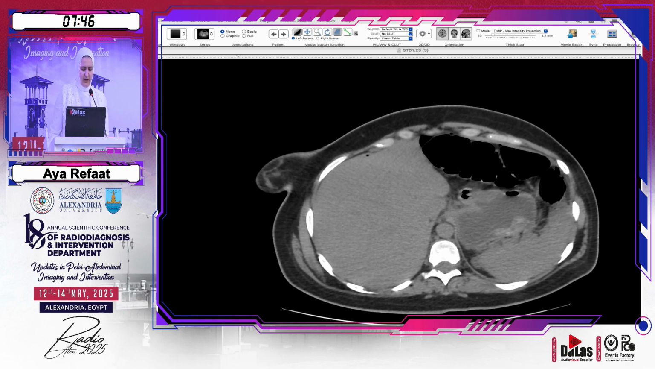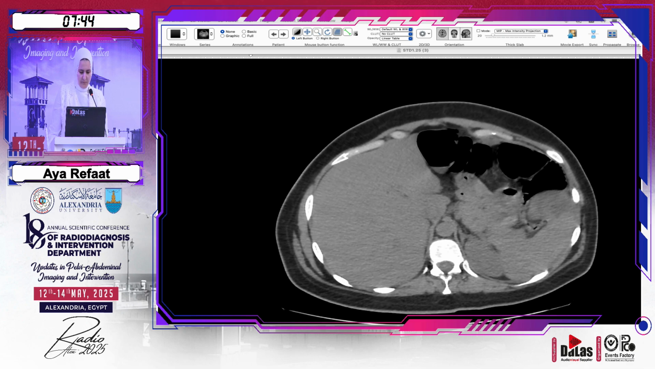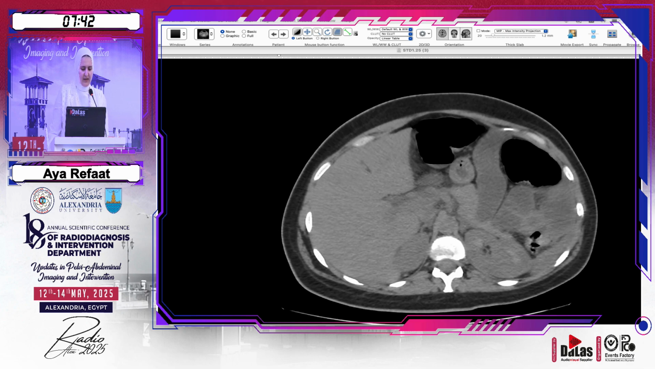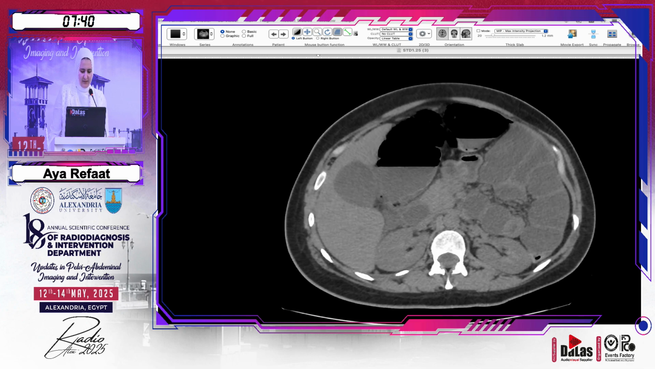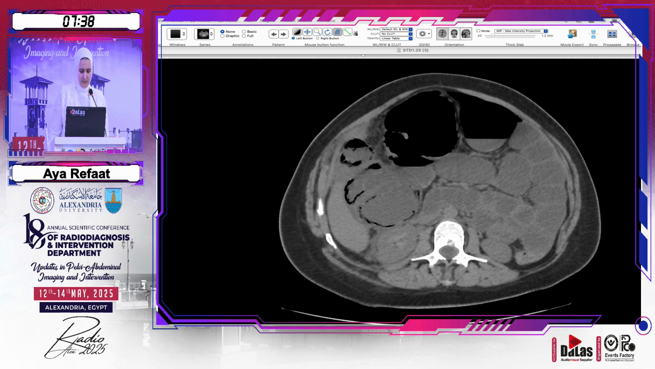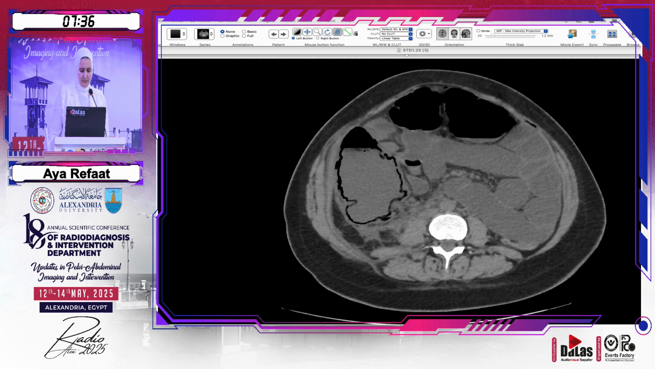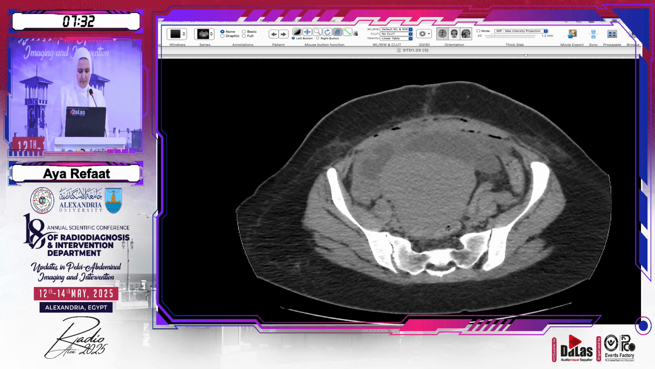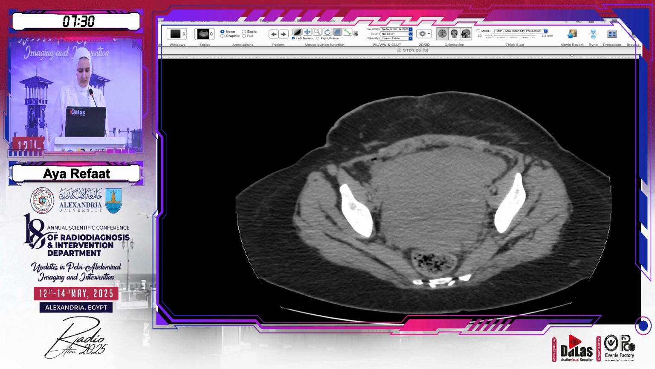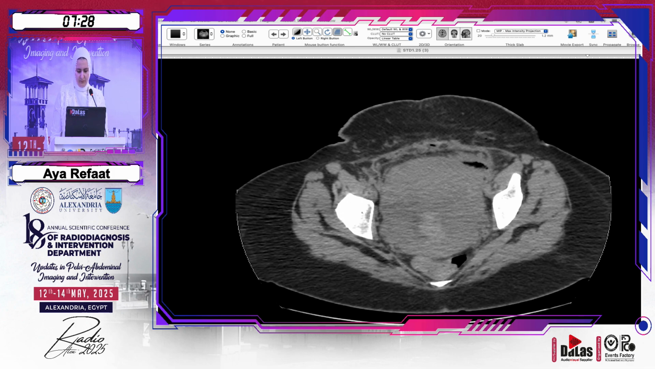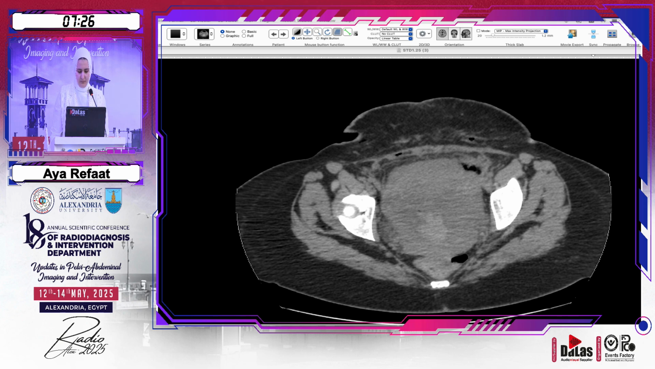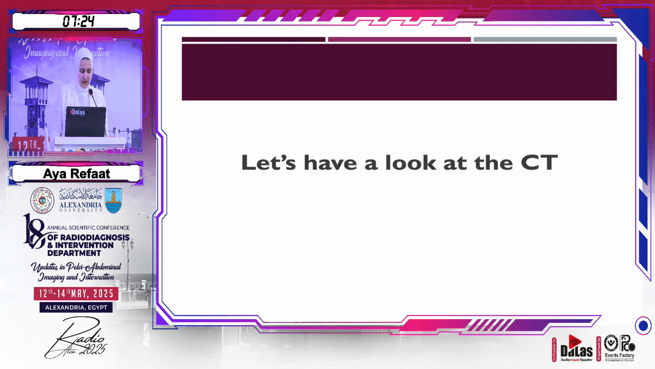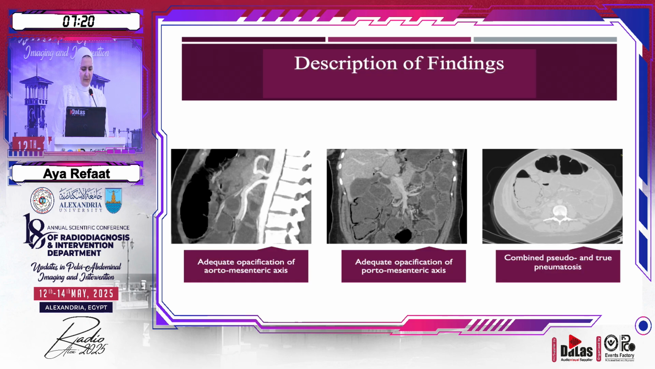Let's have a look at the arterial phase, particularly the aortomesenteric axis. Any thoughts on the potential diagnosis so far? Let's summarize the most important findings.